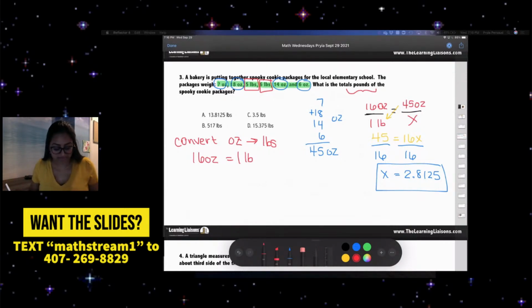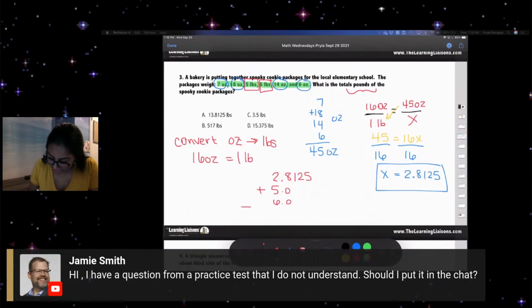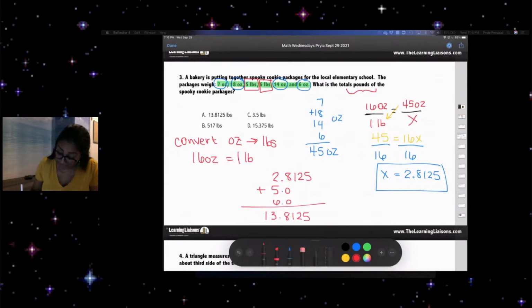So let's add them together. Well, I know that 5 and 6 is 11, so I'm going to add 11 to what I converted. We have 2.8125 plus 5 plus 6. I'm writing it out just in case anybody needed to see all of it. Well, 11 plus 2 is going to be 13, and I'm going to keep my decimal the same. And my answer is 13.8125 pounds.